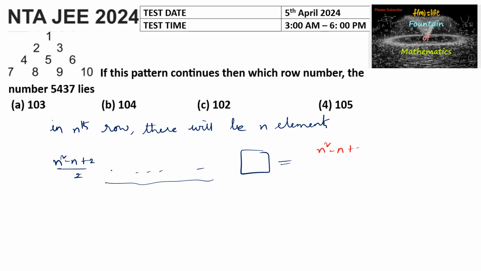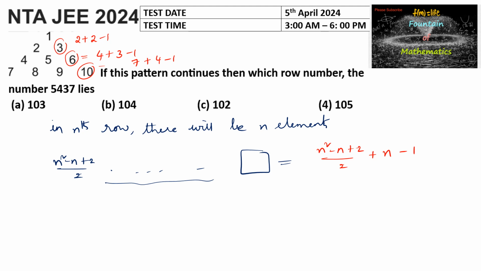It is (n square minus n plus 2) upon 2 plus n elements, minus 1, because we can see that the second element is nothing but 2 plus 2 minus 1 in the second row. In the third row, 4 is the first element, total 3 elements are there, minus 1: 4 plus 3 minus 1 is 6. Similarly in the fourth row, the first element is 7, total 4 elements are there, minus 1: 7 plus 4 minus 1 is 10.